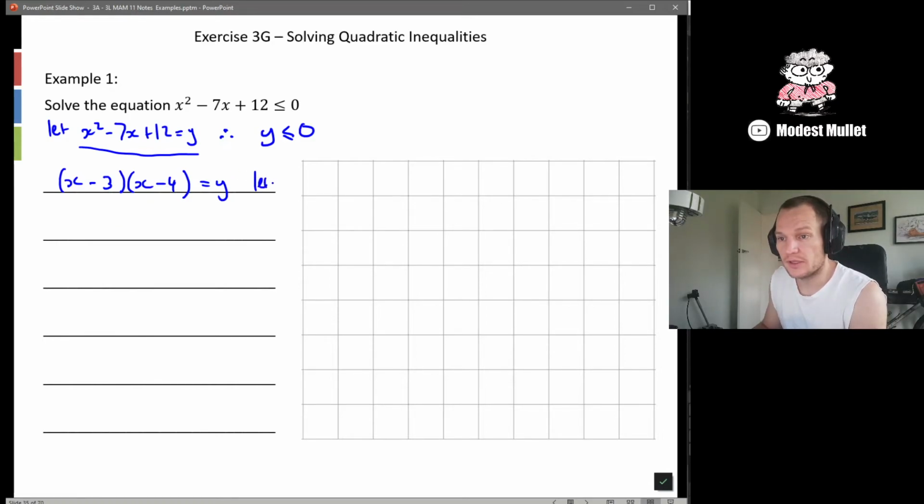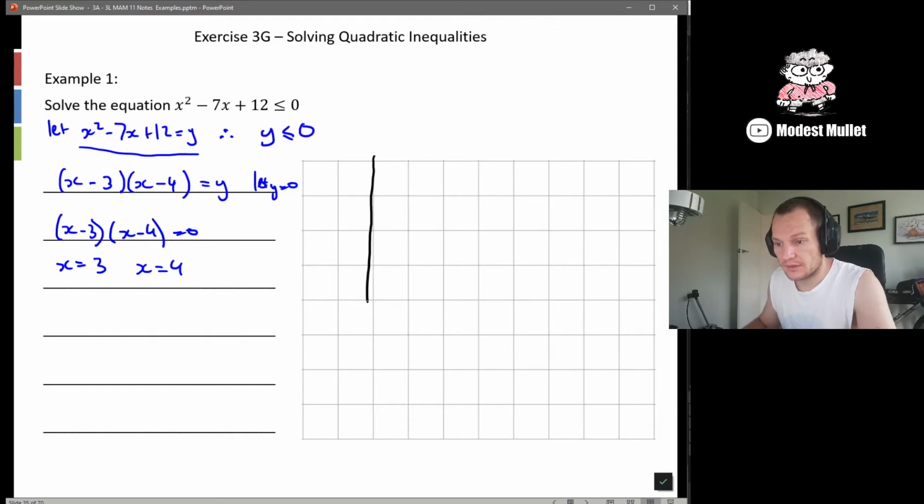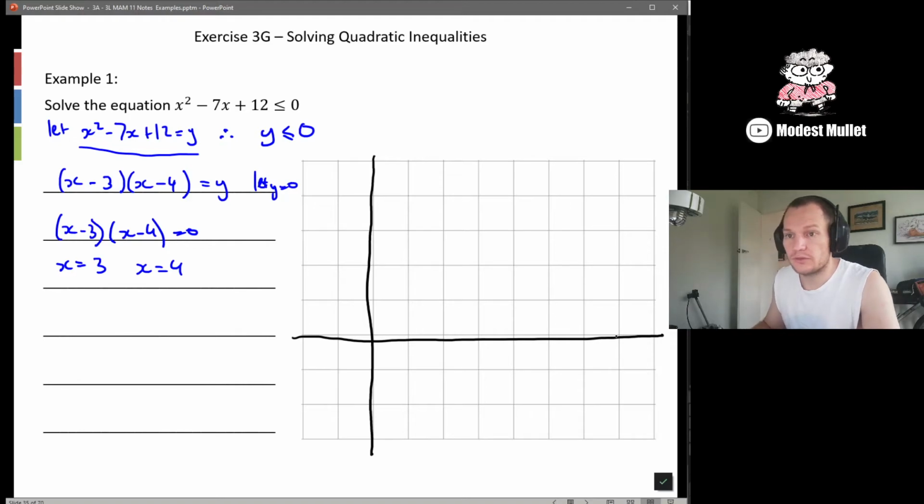Okay. I'm going to let y equal to 0. So I now get x minus 3 bracket x minus 4 equals 0 because I'm trying to find my intercepts to graph this. So I get x equals 3 and x equals 4. Now I have intercepts to graph. As I said before, you would normally use a ruler to do this. Okay, there's x equals 3, there's x equals 4.